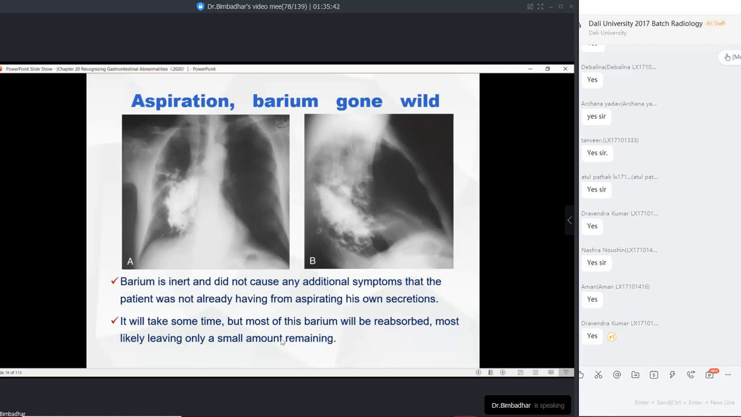Okay, so you can say this is a fairly safe technique, but obviously there will be some discomfort. It will take some time, but most of this barium will be reabsorbed, leaving only small amounts remaining in the area that has been aspirated. So no additional risk is there, but still there is discomfort. Yes, that is true, but it will take time to completely get reabsorbed. Finally, it will leave only some remaining substance in the aspirated area.